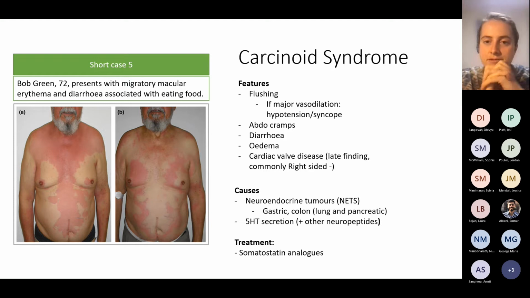So this man gets very, very flushed and feels very hot and warm and has diarrhea for about 4 hours whenever he eats food. I've tried to take these from real cases, so like case reports from the BMJ.